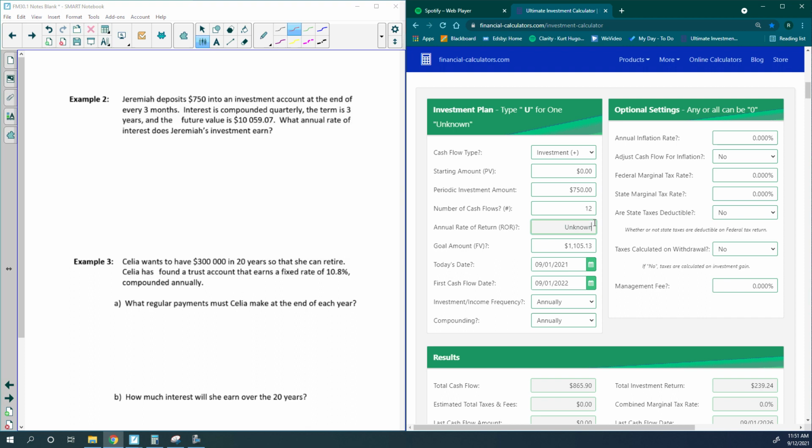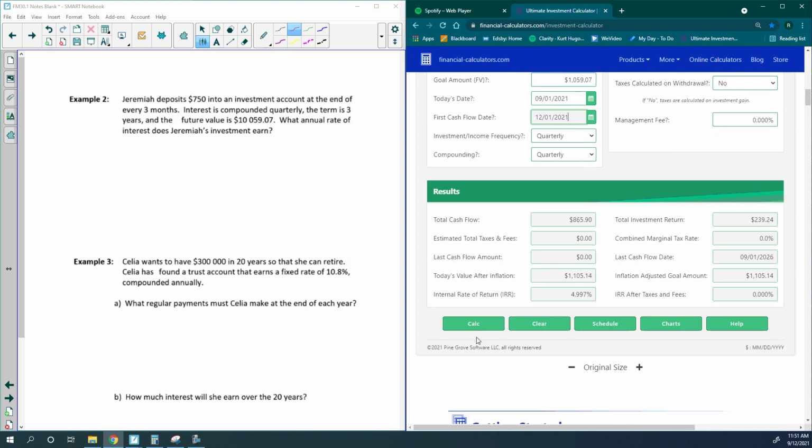In this case, the unknown is what our interest rate is, but it tells us what the future value is. So that's the $10,059.07. And so we're compounded quarterly. So I'm going to switch my drop-down menus to quarterly. And for my dates, I have to go 3 months later. So 3 months later would be December, so 12/01/2021. Hit calculate.